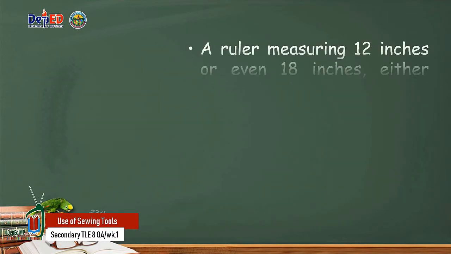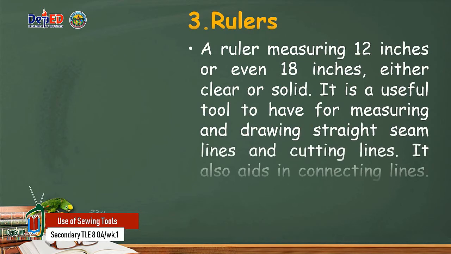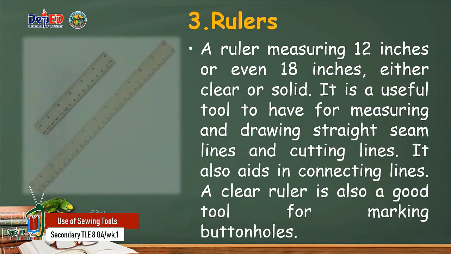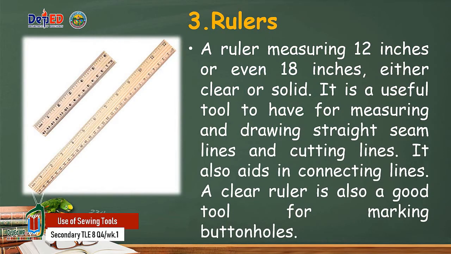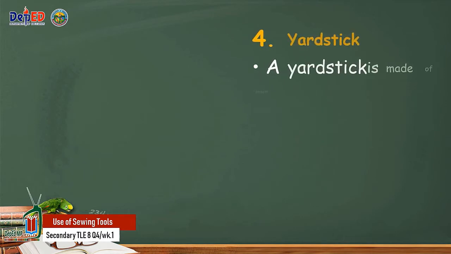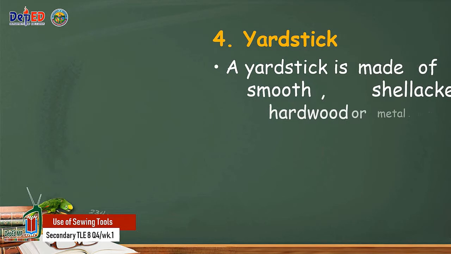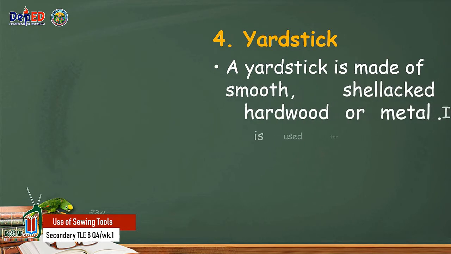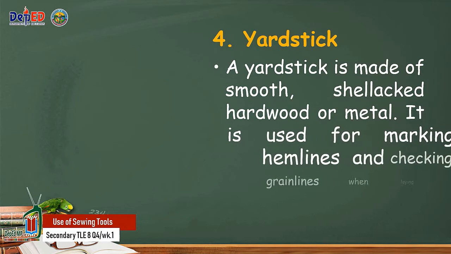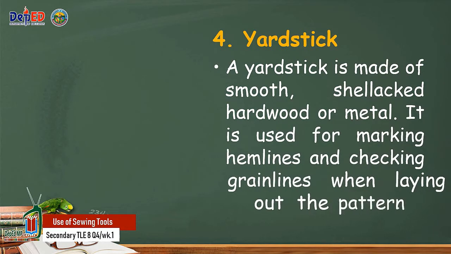Number 3. Ruler. This is the most common measuring device, usually 12 inches long. It is used for general markings. It aids in connecting lines. Number 4. Yardstick. It is used for general marking and for measuring fabric grain line when laying out the pattern. This is 1 meter long wooden stick and is used to measure fabric length by yard or by meter.